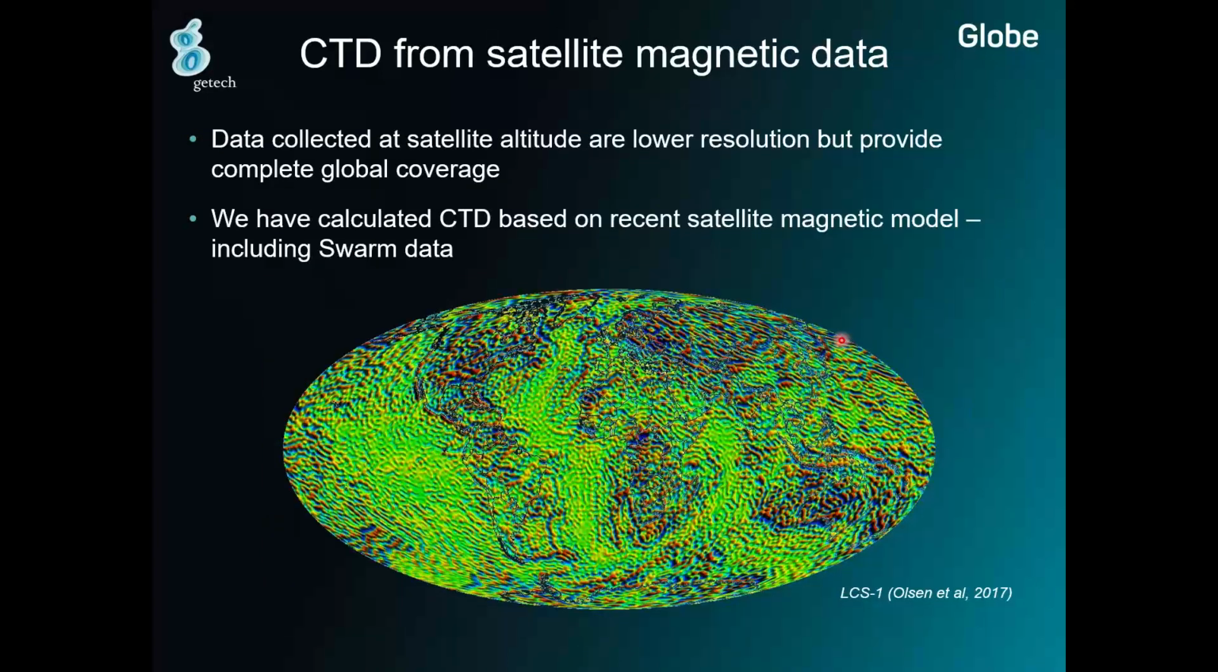Looking at satellite magnetic data, this is a global model. This is the LCS1 model, a fairly recent model, and this includes some data from the SWARM mission. The SWARM mission is currently flying. It's actually a collection of 3 satellites measuring the magnetic field. Because the measurements are quite high, the resolution of the data is quite low, but the good thing is that the coverage is global and it's consistent on a global scale.